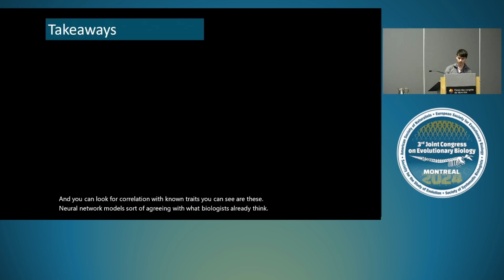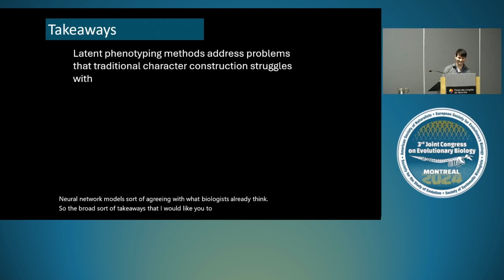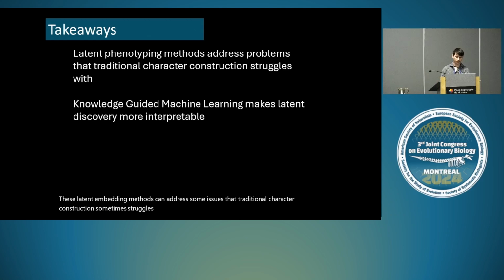So the broad takeaways that I would like you to take away. These latent embedding methods can address some issues that traditional character construction sometimes struggles with. But they're hard to interpret. Knowledge-guided machine learning can make them more interpretable if what you're trying to interpret is the process by which this variation changes, which is a lot of what science is.